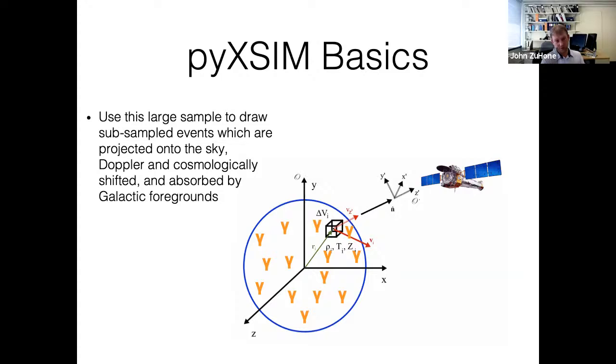And then when you project along a particular direction on the sky, the photons are Doppler, and if it's a cosmological source, cosmologically shifted and absorbed by galactic foregrounds. So you can see that a projection direction not only projects everything to a sky plane, which you're not really showing here, but it picks out the component of the velocity that might Doppler shift the photon. If in this case you have a microcalorimeter, which is sensitive enough to measure that.